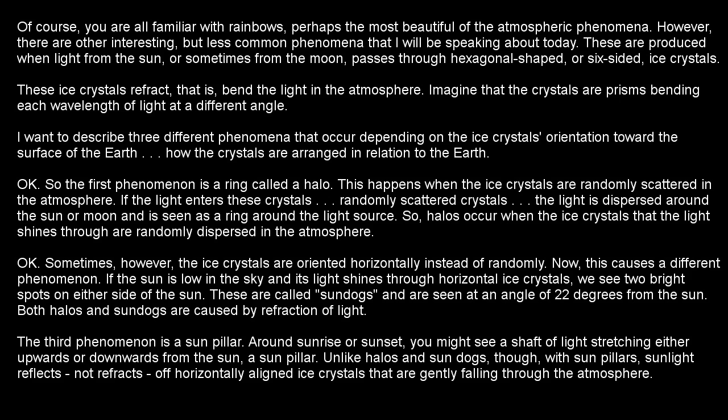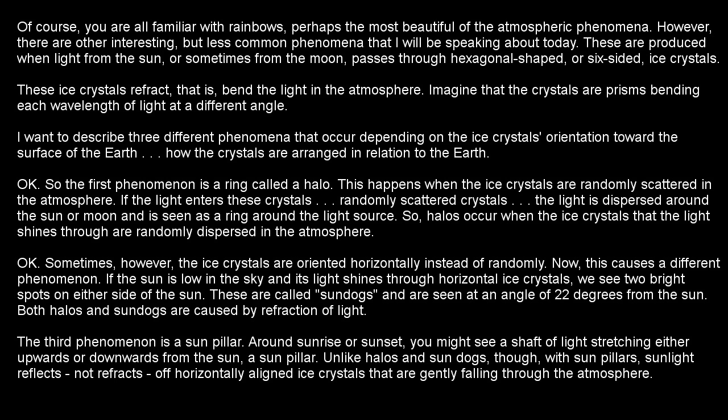If the light enters these crystals, randomly scattered crystals, the light is dispersed around the sun or moon and is seen as a ring around the light source. So, halos occur when the ice crystals that the light shines through are randomly dispersed in the atmosphere.